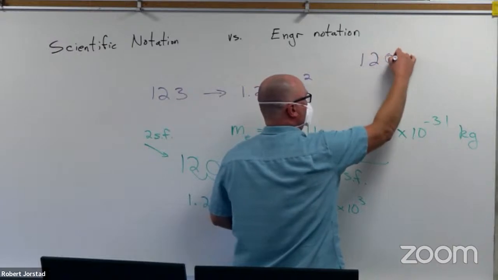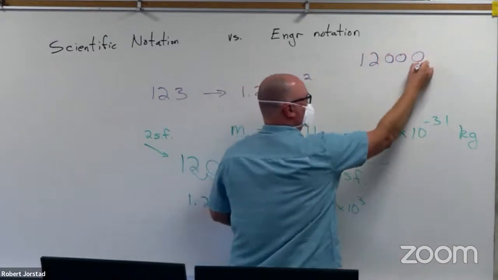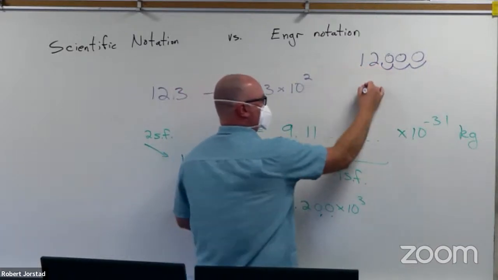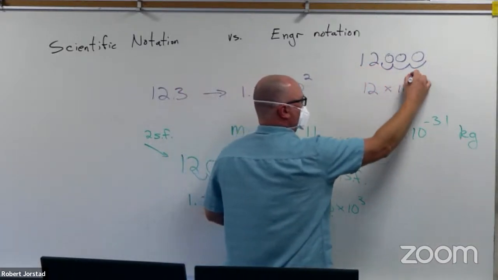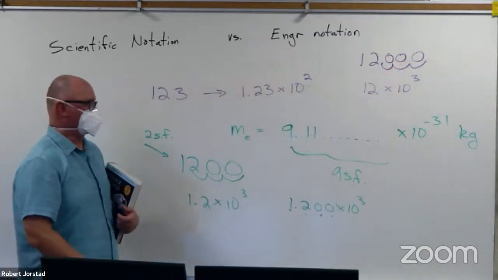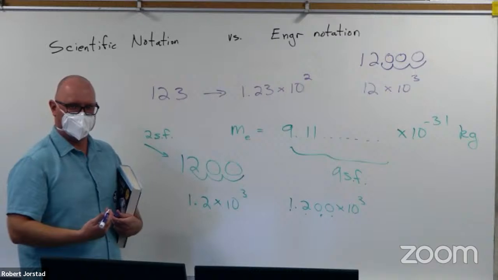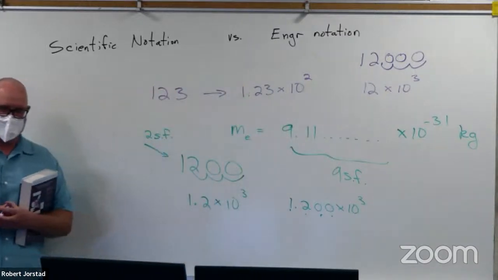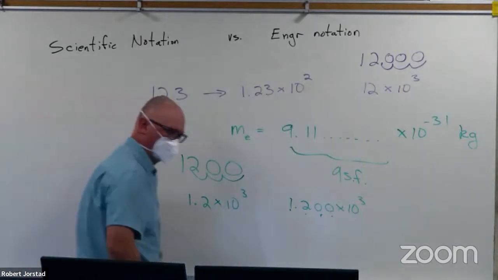So you go over 1, 2, 3. I can't go over another 1, 2, 3, so I stop there. This would be 12 times 10 to the third. Shouldn't I write 0.0? No, because that would overrepresent the sig figs. Okay, that makes more sense. All right, good.